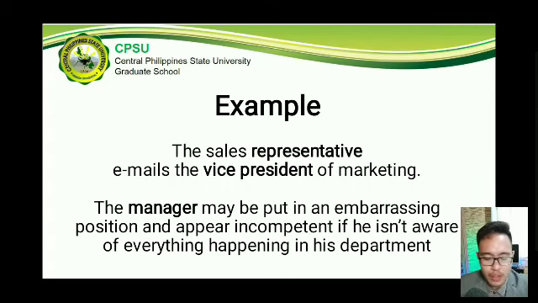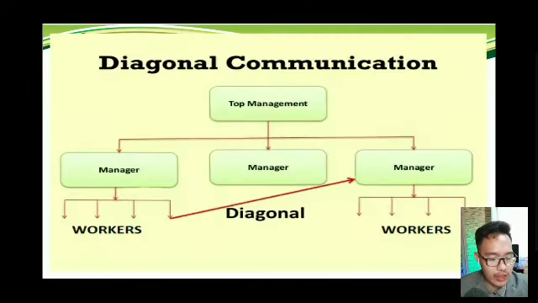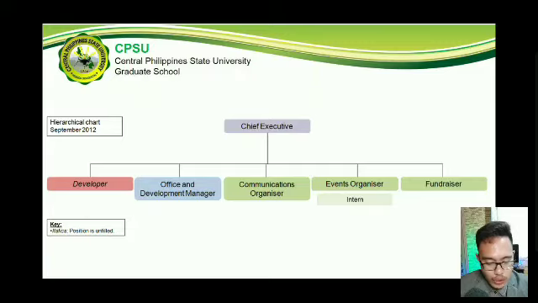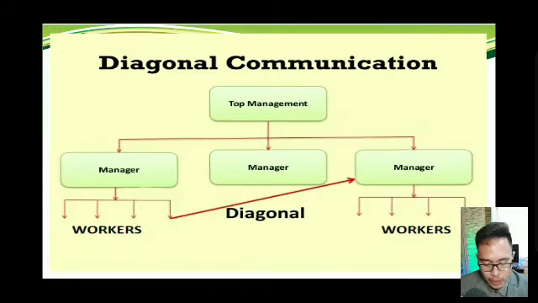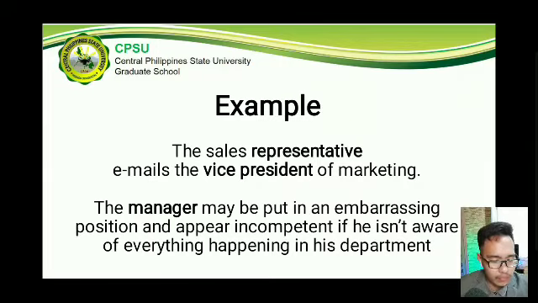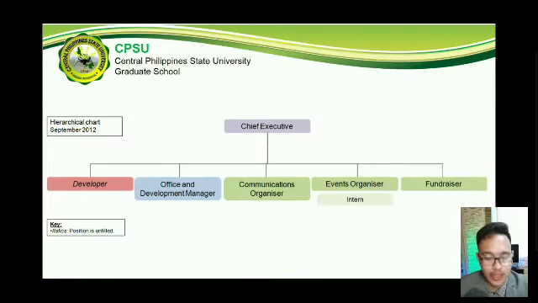So remember that diagonal communication is becoming more common in organizations which have a flattened, matrix or product-based structure. This is a diagram for the diagonal communication flow. As you can see, the workers go straight to the manager. I mentioned earlier a flat organization, right? Remember that diagonal communication flow is more effective in a flat organization. And what is a flat organization? Here's a diagram of a flat organization.